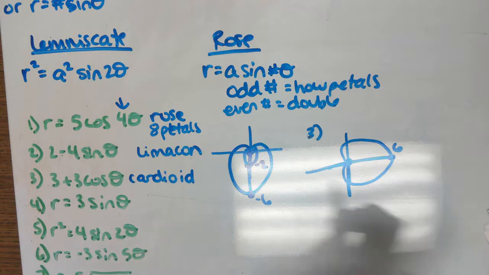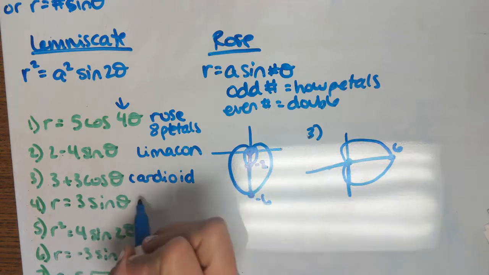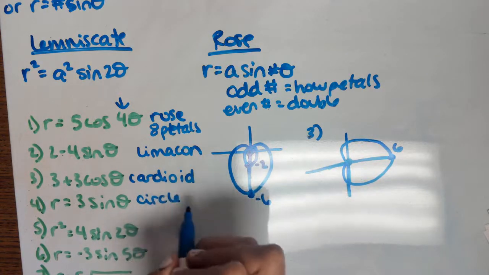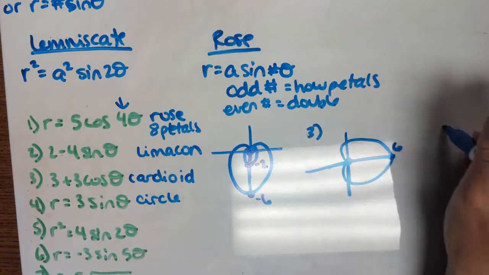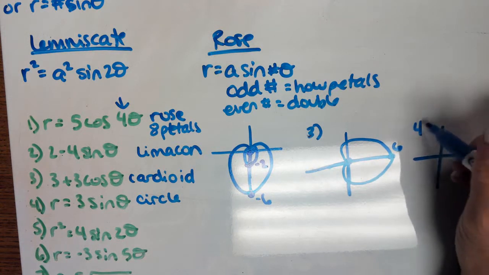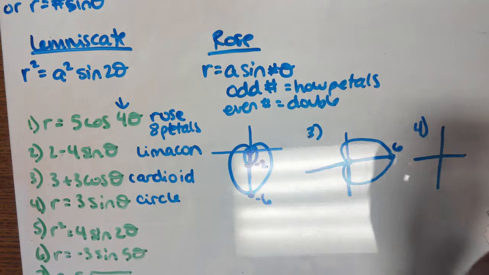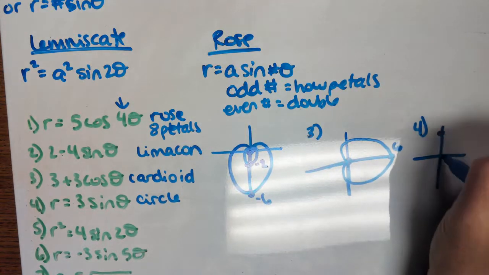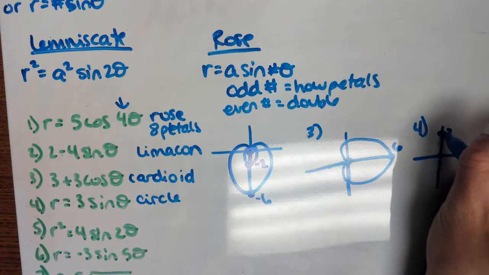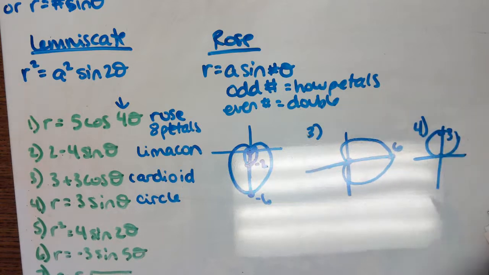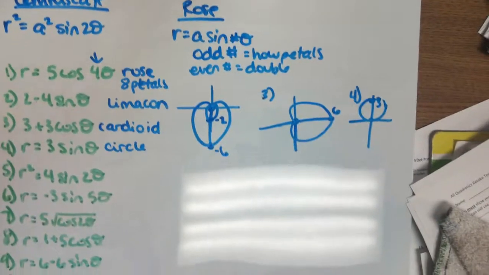Pretty easy to sketch. This guy right here, 3 sine, that's a circle. If we wanted to sketch him, number 4 with my circle, because it's got the sine, that means it's going to go up 3, centered at the origin, and that's that circle right there. Pretty quick to sketch.